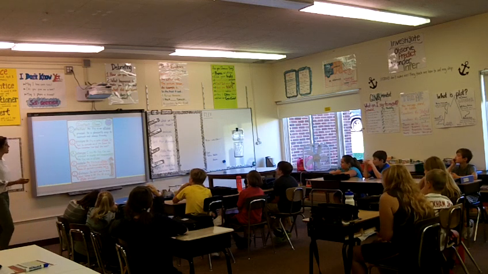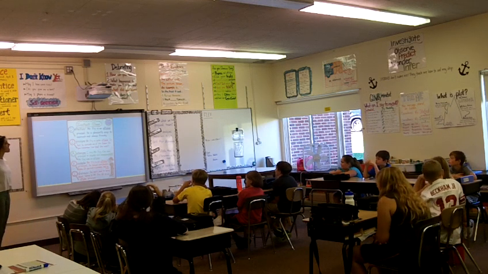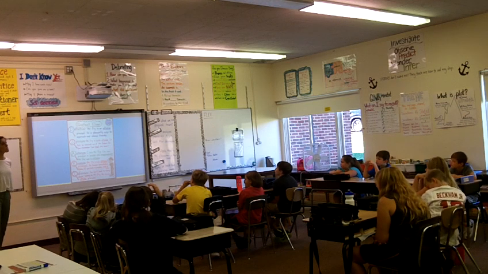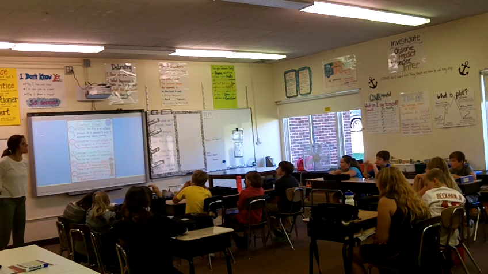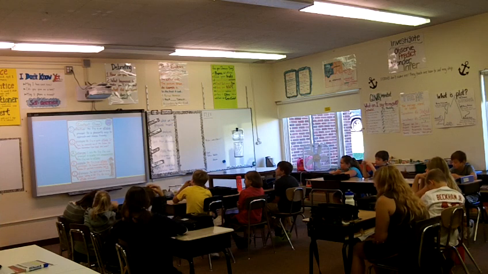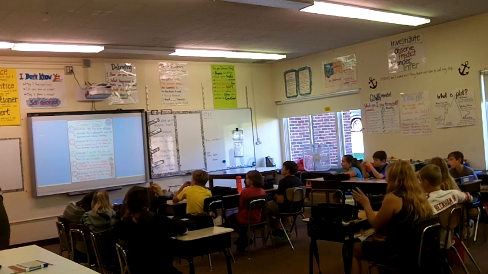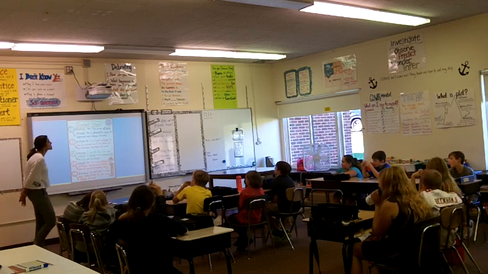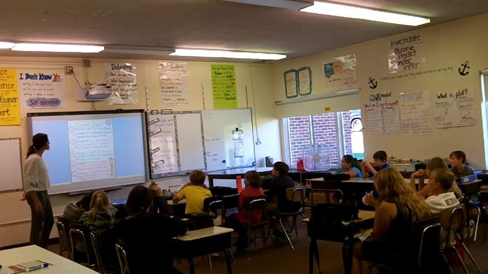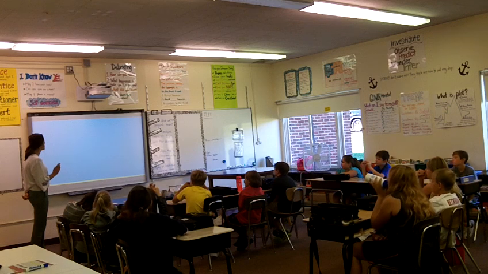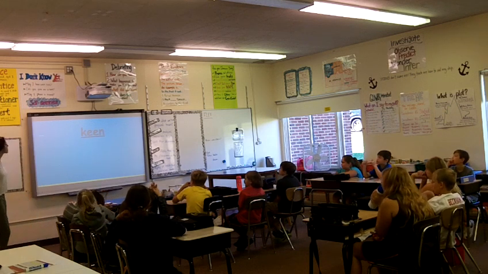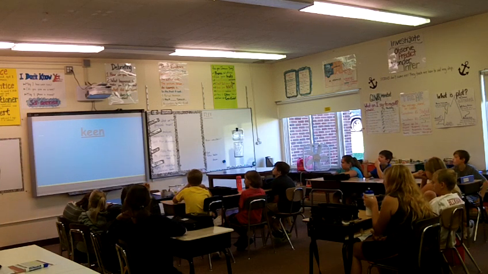Alright. Now we're going to start going over some character traits. These character traits are ones you're going to come across in Number the Stars, which is a book kind of like Whispering Town, which we talked about. It's about Nazi-occupied Denmark. That's what we're going to be reading about. The first character trait we have is keen.